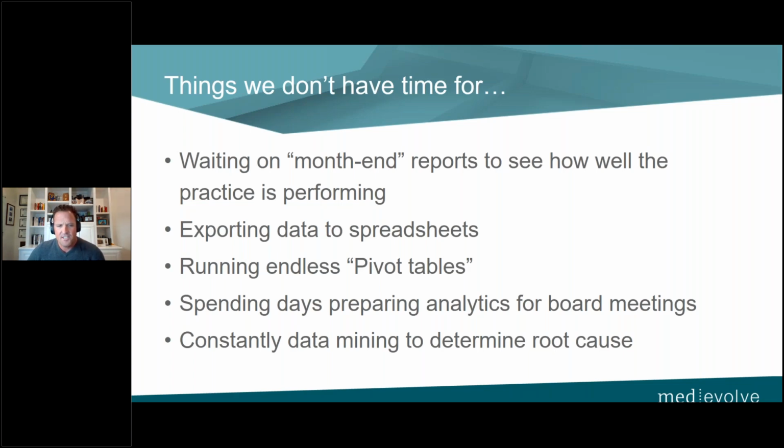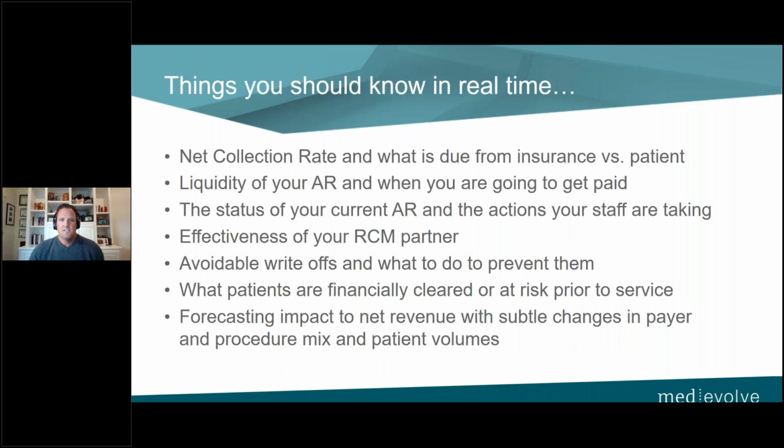Exporting data to spreadsheets, running endless pivot tables, spending days preparing analytics for board meetings, and constantly data mining, most likely in pivot tables in Excel, to determine what is going on with the revenue cycle, right? Root cause issues. Things you should know nowadays in real time. Net collection rate: what is still remaining from insurance and patient? How well are we collecting towards 96 to 97% of what we expect? And if we're not collecting that, why? And we're going to get into some detail around NCR in this presentation.